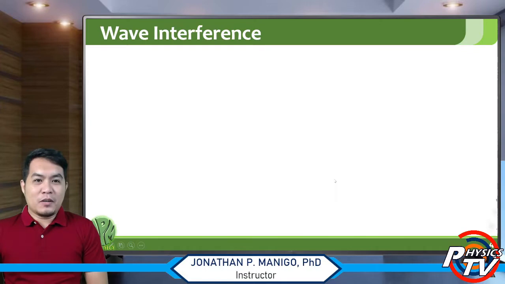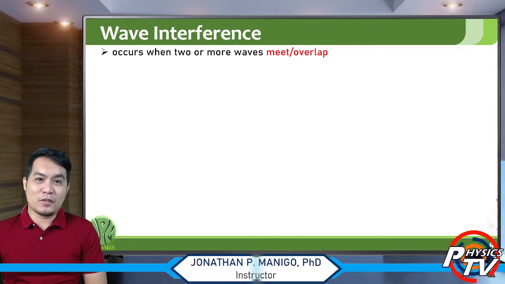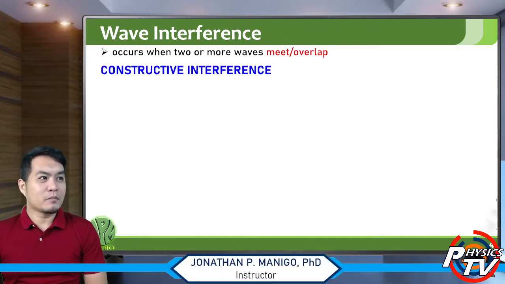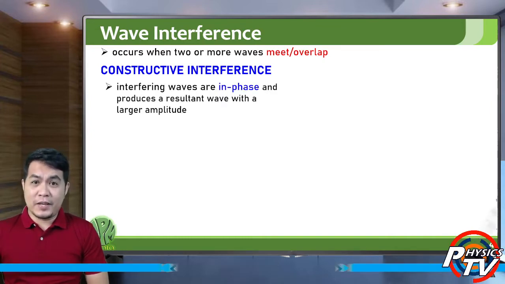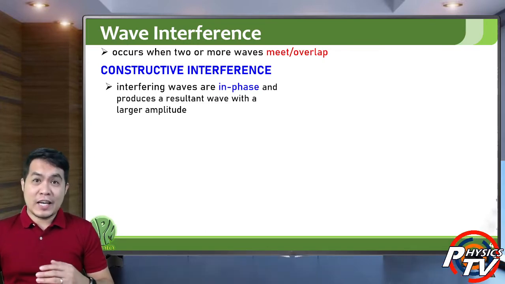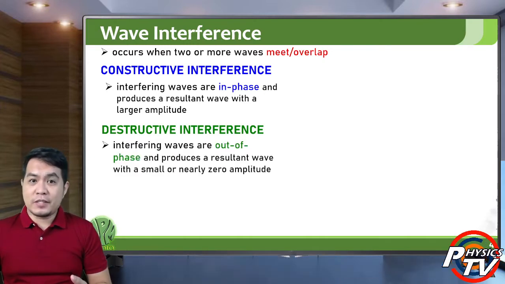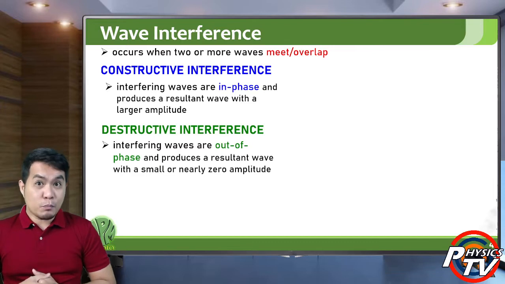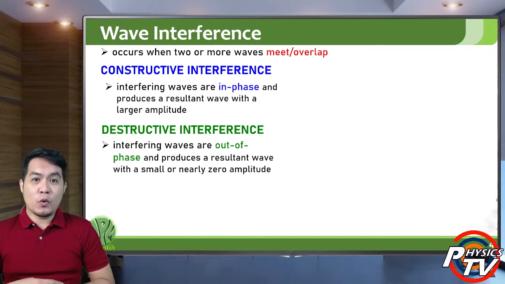Okay. Another property of waves, when they meet or overlap, is that they interfere. There's constructive interference if the interfering waves are in phase. When they are in phase, they usually produce a resultant wave which has a much larger amplitude than the original waves. If the two waves undergo destructive interference, then they are most probably out of phase, and they will produce a resultant wave which has a very small or nearly zero amplitude.